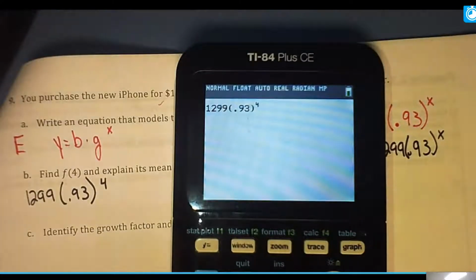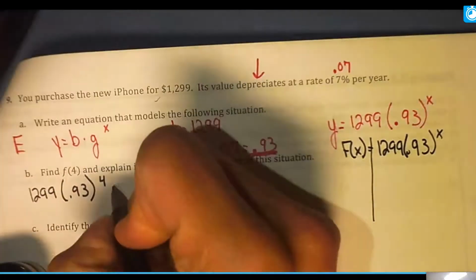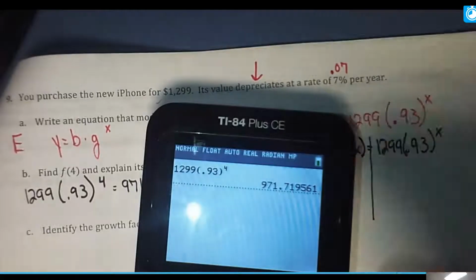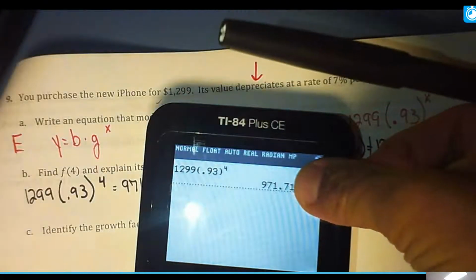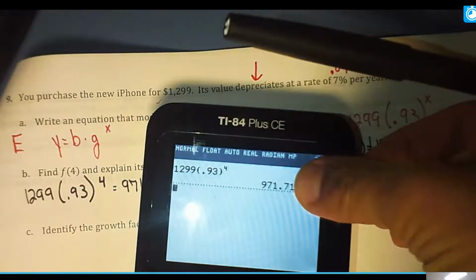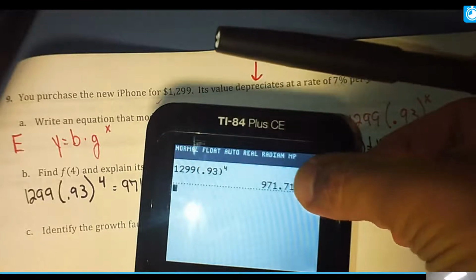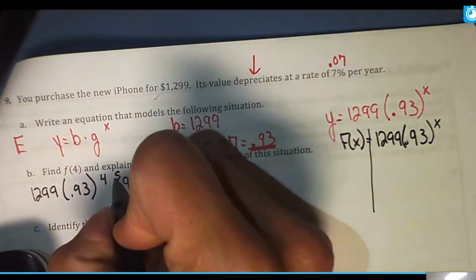So remember, this amount should go down. And it did. Wow, that lost a lot of value. So this is my answer. And this is money. So money always goes 2 numbers behind the decimal. You can just leave it like that. That's called truncating, where you just truncate, you cut off everything else. Or you could take the 9, and technically it should round to a 2. So either of those would work.